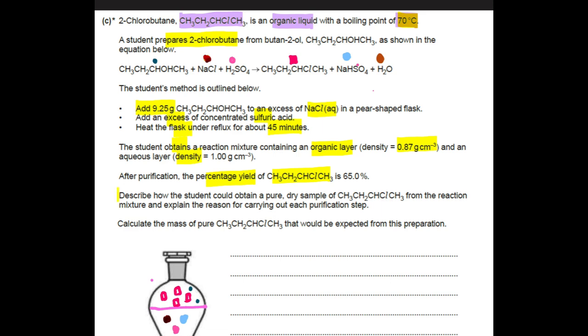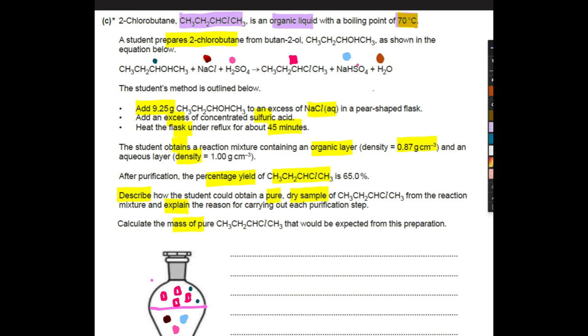They clearly ask you, now this is the key where people lose marks. Describe how the student can obtain pure product. You have to tell something about how you can get the purity. Dry, how will you dry this product from the reaction mixture, and then you explain why you did that step, right? Then only you will get full marks on this. And then you calculate the mass of pure product that would be expected from the preparation. So there are three parts of this question, okay? Explanation, steps and explanation, and then calculation to get 6 marks.